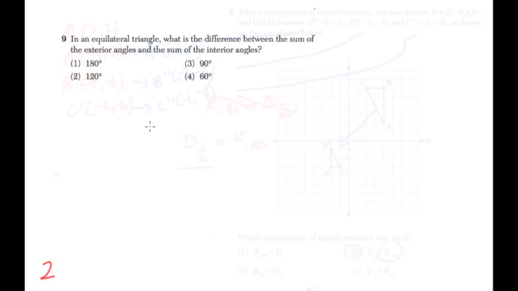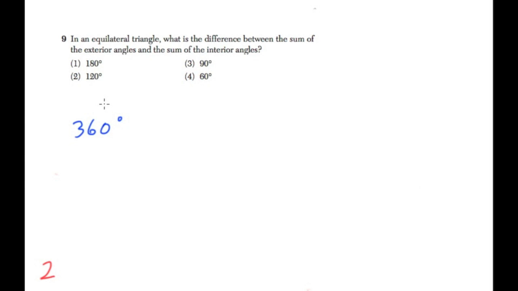We're good here. Okay, number 9, and we're gonna go up to number 14 in this video. In an equilateral triangle, what's the difference between the sum of the exterior and the sum of the interior? Okay, so we know that in any polygon, the sum of the exterior angles is 360 degrees. That's just a fact. Memorize it because it's going to come up on the Regents. It just applies to every single polygon.